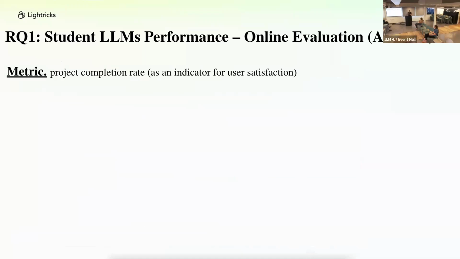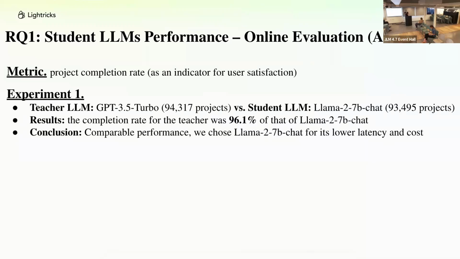Okay, now I will tell you about the A/B test that we've done. Again, the metric is project completion rate, for user satisfaction. Our first A/B test experiment was with the teacher LLM that we collected data for over 4 months, against Llama 2 7 billion, the student. And we got that the completion rate of Llama 2 was 96% out of the teacher. So Llama 2 is a bit worse, but not statistically significant. Of course, for us, it's comparable performance, and we can conclude the experiment with Llama 2, which has better latency and costs. So here we achieved our first open source model for this task.